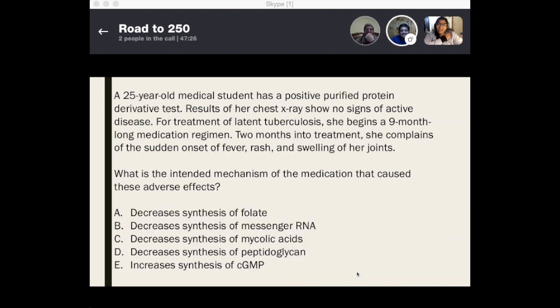A 25-year-old medical student has a positive purified protein derivative test, also known as a PPD. Results of her chest x-ray show no signs of active disease. For treatment of latent tuberculosis, she begins a 9-month-long medication regimen. 2 months into treatment, she complains of the sudden onset of fever, rash, and swelling of her joints. What is the intended mechanism of the medication that caused these adverse effects? So she's on INH.